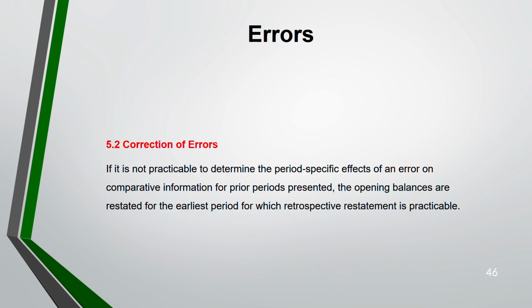Now, if it is not practicable to determine the period-specific effect of an error on comparative information for a prior period presented, then restate the opening balance for the earliest period for which retrospective restatement is practicable. Okay.